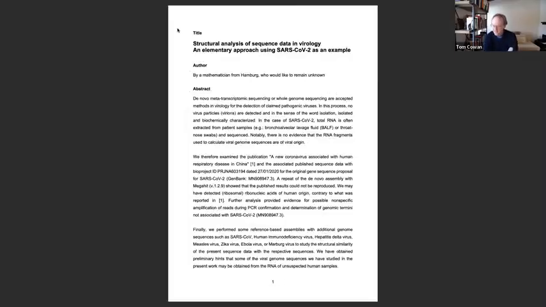Okay, so the title of this paper, and I'm going to basically go through and read some of it, the highlights, and then try to explain it in simple language. So the title is The Structure Analysis of Sequence Data in Virology, an Elementary Approach Using SARS-CoV-2 as an Example. And the author was a mathematician from Hamburg who would like to remain unknown.